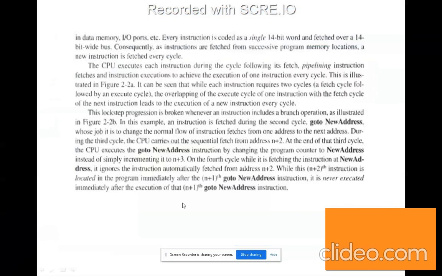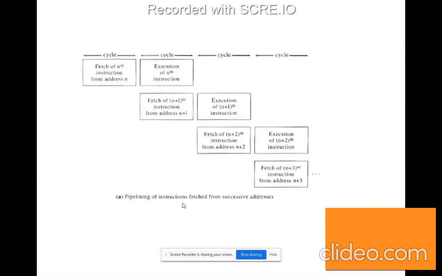I will show this in your diagram. See here, this is the pipelining of instruction fetched from successive address. See here, first instruction you are going to fetch now in the first cycle. So while you are fetching and executing, these are the two processes involved in the execution of a single instruction. Fetching process will be done in one cycle time period, then execution of the same instruction will happen in the second time period.